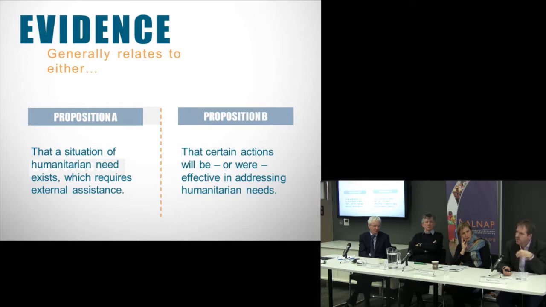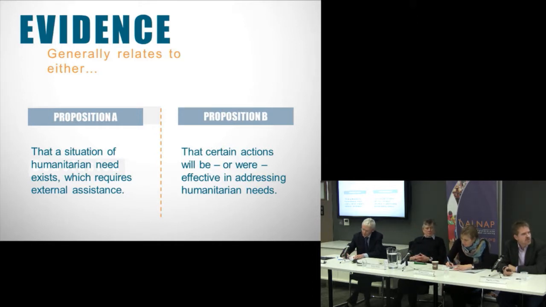We weren't looking so much at formal research. So this is much more about the sort of evidence that is collected routinely by humanitarian organizations. So, if evidence is information that is generally trying to work towards the proof or disproof of one of these propositions, how do we know if it's any good?